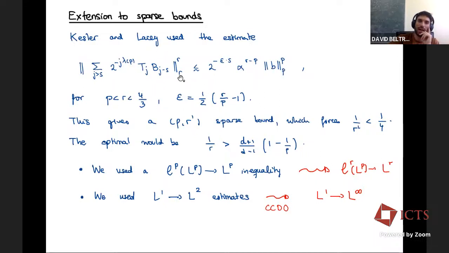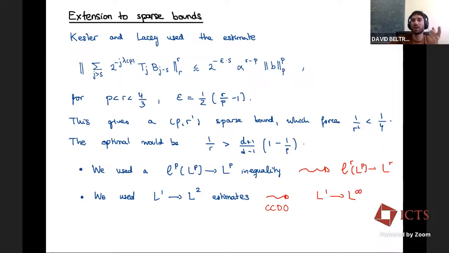And this was by inputting an L^R to L^R vector valued inequality, which is the hypothesis. And then because of the complex interpolation, the way it's set up, the R on the right-hand side becomes a P. So what if instead of inputting a little l^P of L^P to L^P inequality, we try to input a little l^R of L^P to L^R, an off-diagonal hypothesis, vector valued.